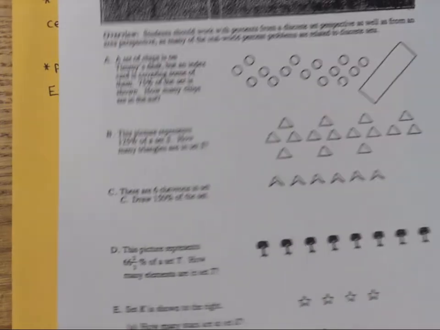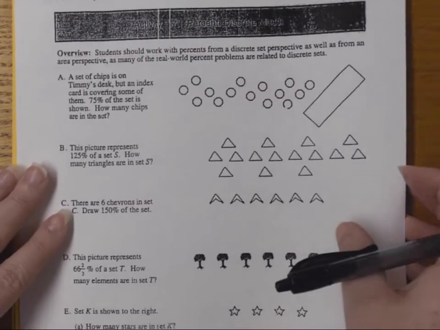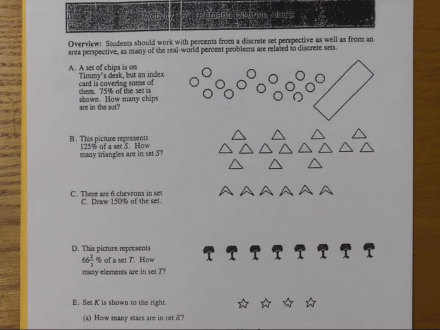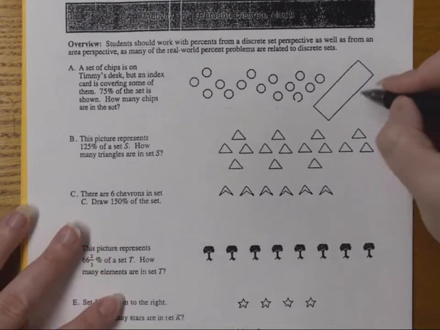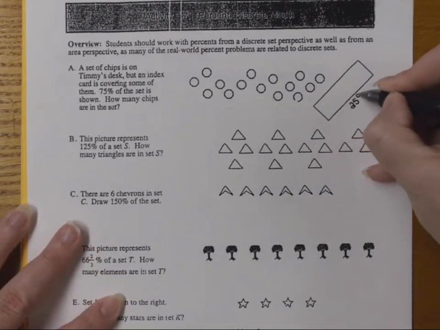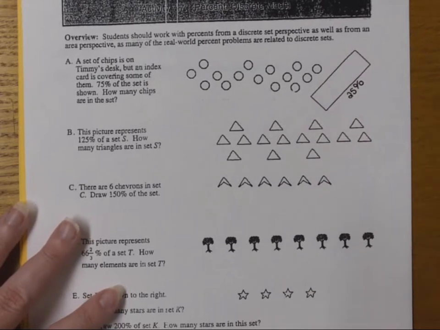All right, so I want you to do this much like we did the fraction exercises, okay? So let's talk about this. So let's look at part A. A set of chips is on Timmy's desk, but an index card is covering some of them. 75% of the set is shown. How many chips are in the set? Okay, so in other words, 75% is shown. That means 25% is not shown. So I can go ahead and label that.